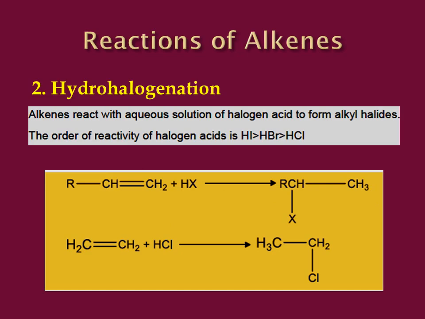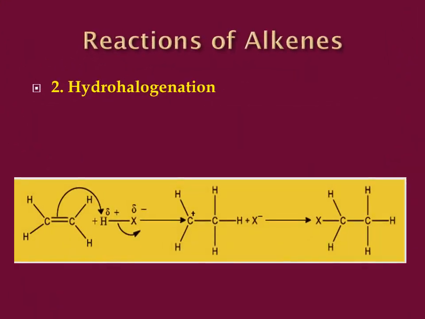Similarly, in the next example you can see that hydrochloric acid is going to add across ethene, giving you ethyl chloride. Now students, let us look at the mechanism through which the halogen acid adds across the double bond.